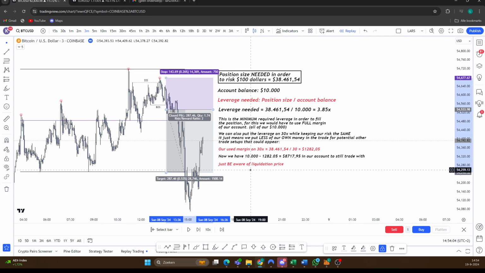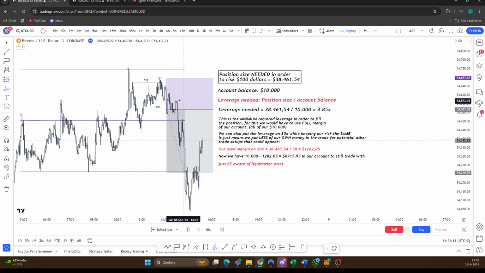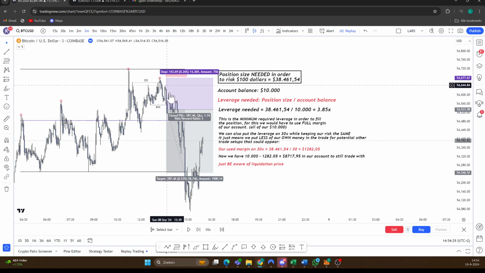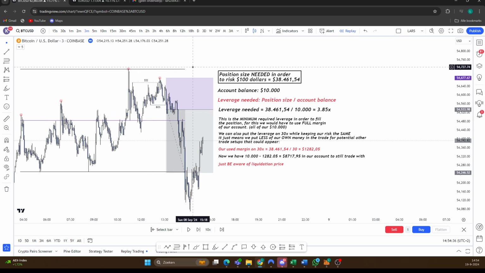So always use isolated. And just be aware that, let's say I enter this trade with 100x leverage, that could mean my liquidation price is here, while my stop loss is here. You never want your liquidation price to be below your stop loss when you're shorting, because that would mean your trade will already be taken back by the exchange before you actually hit your stop loss. So always make sure that your liquidation price stays outside of your stop loss range, okay? And then you're totally fine.